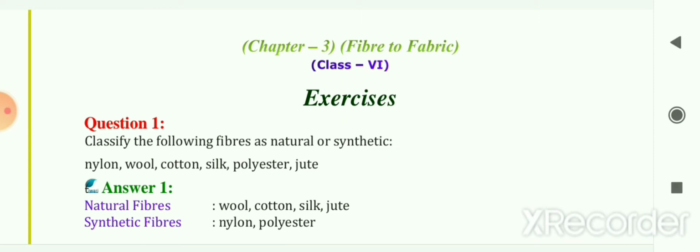Fabric means cloth. Fabrics are made up of yarns and yarns are further made up of fibers. Fabric is made of two types of fibers, that is natural fibers and synthetic fibers. Natural fibers are obtained from plants and animals. There are two types of natural fibers, plant fibers and animal fibers. The examples of plant fibers are cotton and jute. The examples of animal fibers are wool and silk.